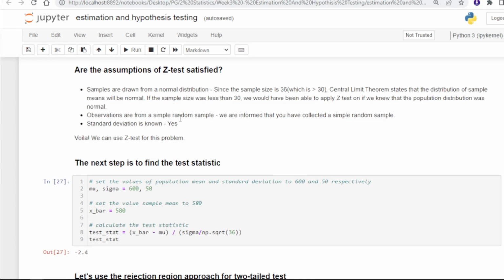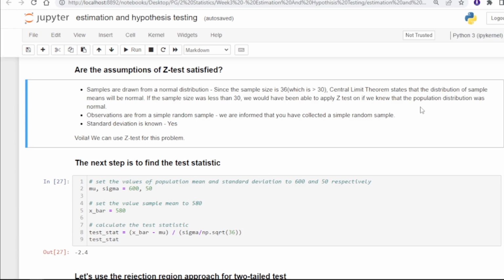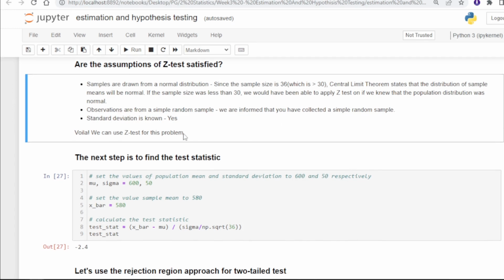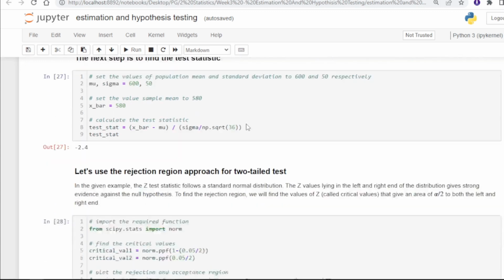Are the assumptions of the z-test satisfied? The samples are drawn from a random distribution. Since the sample size is 36, which is greater than 30, the central limit theorem states that the distribution of sample means will be normal. If the sample size was less than 30, we would not have been able to apply the z-test unless we knew that the population distribution was normal. Observations are from a random sample: we are informed that you have collected a random sample, and the standard deviation is known, yes.